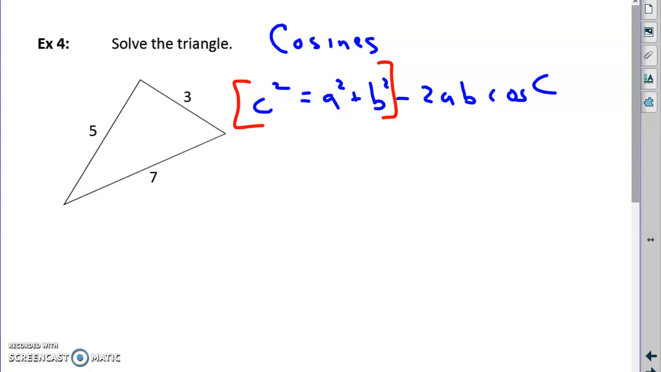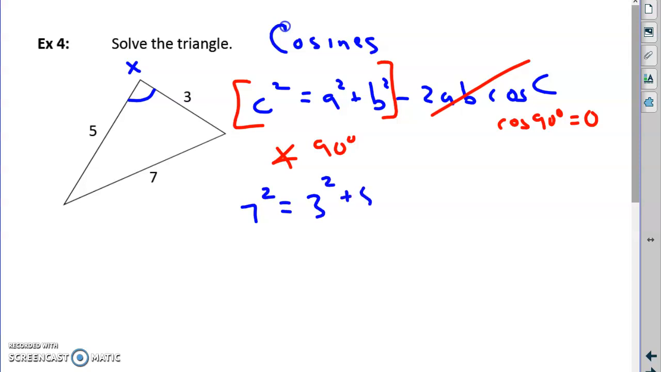Well, remember, if C squared is the hypotenuse, that makes angle C 90. If it's 90, what's the cosine of 90? We all know it to be 0. It wipes that whole term out. So therefore, the Pythagorean theorem is one specific instance of the law of cosines where that angle is 90. Law of cosines, however, works for all triangles. Pythagorean theorem does not. So let's go back to our example. I'm going to find this angle x, which means in the law of cosines, that 7 has to be by itself. 7 squared equals 3 squared plus 5 squared minus 2 times 3 times 5 times cosine of, I don't know.